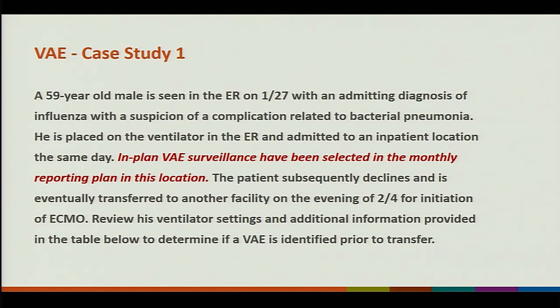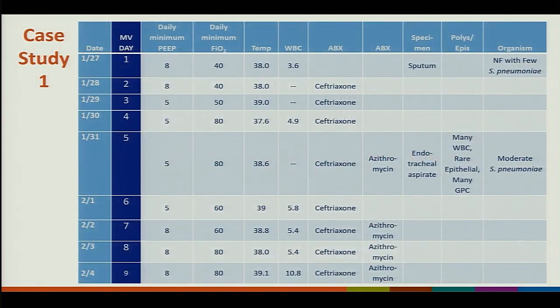The patient subsequently declines and is eventually transferred to another facility on the evening of 2/4, a facility that provides support with ECMO. So he's eventually put on ECMO. Review his ventilator settings and additional information provided in the table and determine if a VAE is identified prior to his transfer to the other facility on 2/4.